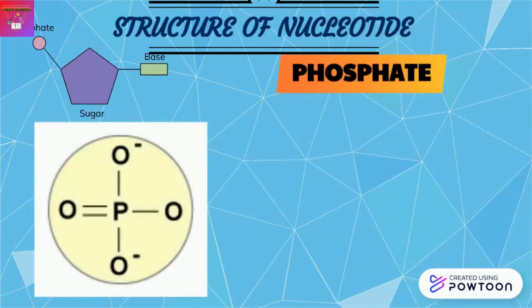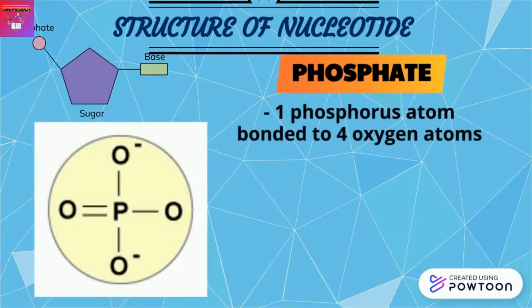Firstly, we have the phosphate group attached to the fifth carbon of the pentose sugar. A phosphate group contains one phosphorus atom in the center attached to 4 oxygen atoms. The phosphate group is a polar molecule due to the difference in electronegativity between phosphorus and oxygen atoms. The oxygen atoms are highly electronegative, thus they pull away electrons from the phosphorus atom, leaving it partially positive. This creates a polar molecule.